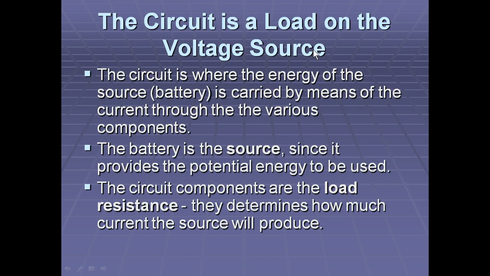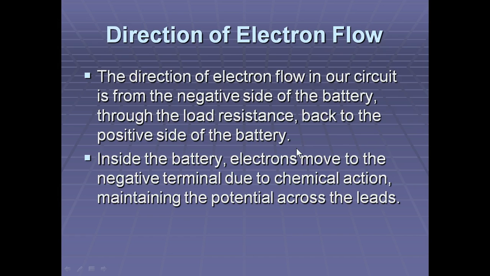The circuit is a load on the voltage source. The circuit is where the energy of the source, that is the battery, is carried by means of current through the various components which are in the circuit. So the battery is the source, and it provides the potential energy to be used, and the circuit components are the load resistance. They determine how much current the source will produce.